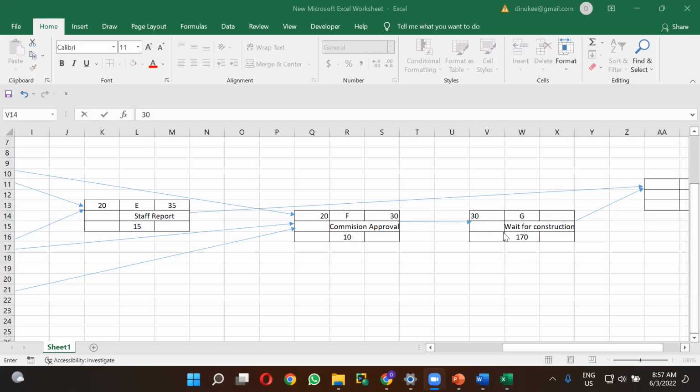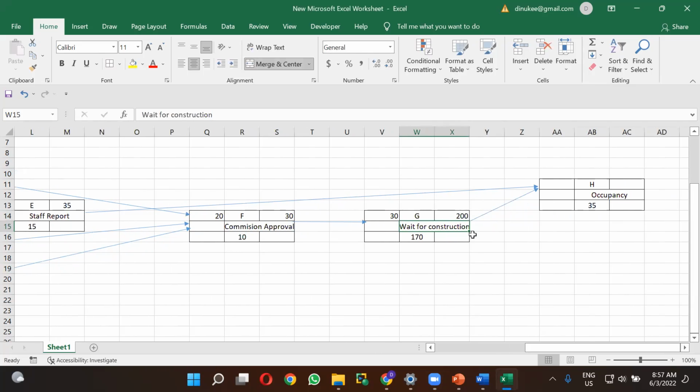And now you have to get the early finish time for the G activity. 30 plus 170 means 200. So 200 is the early finish time. We have now completed calculating up to the G activity. The last activity is H.